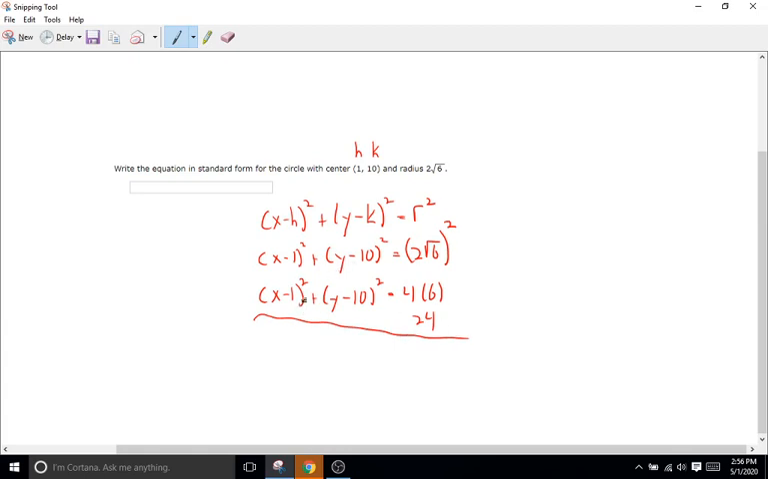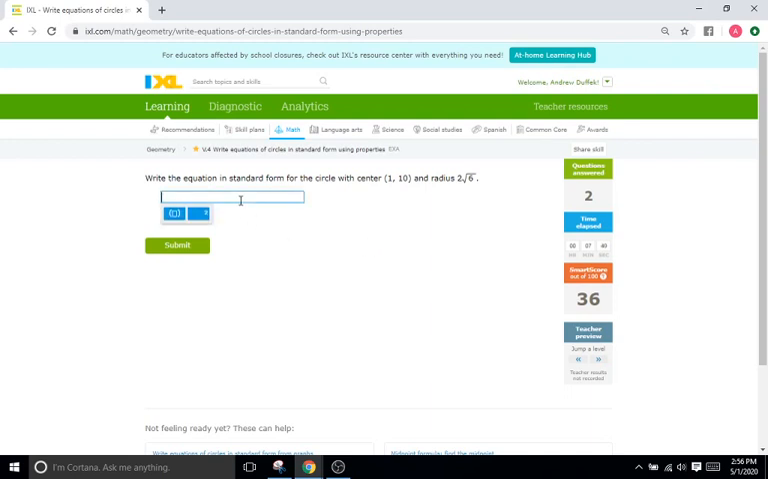So this is going to be our equation. We'll come over here and we'll type it in just like that. (x - 1) squared plus (y - 10) squared equals 24. Let's double check. (y - 10) squared equals 24. Okay, we submit and that is correct. Good.